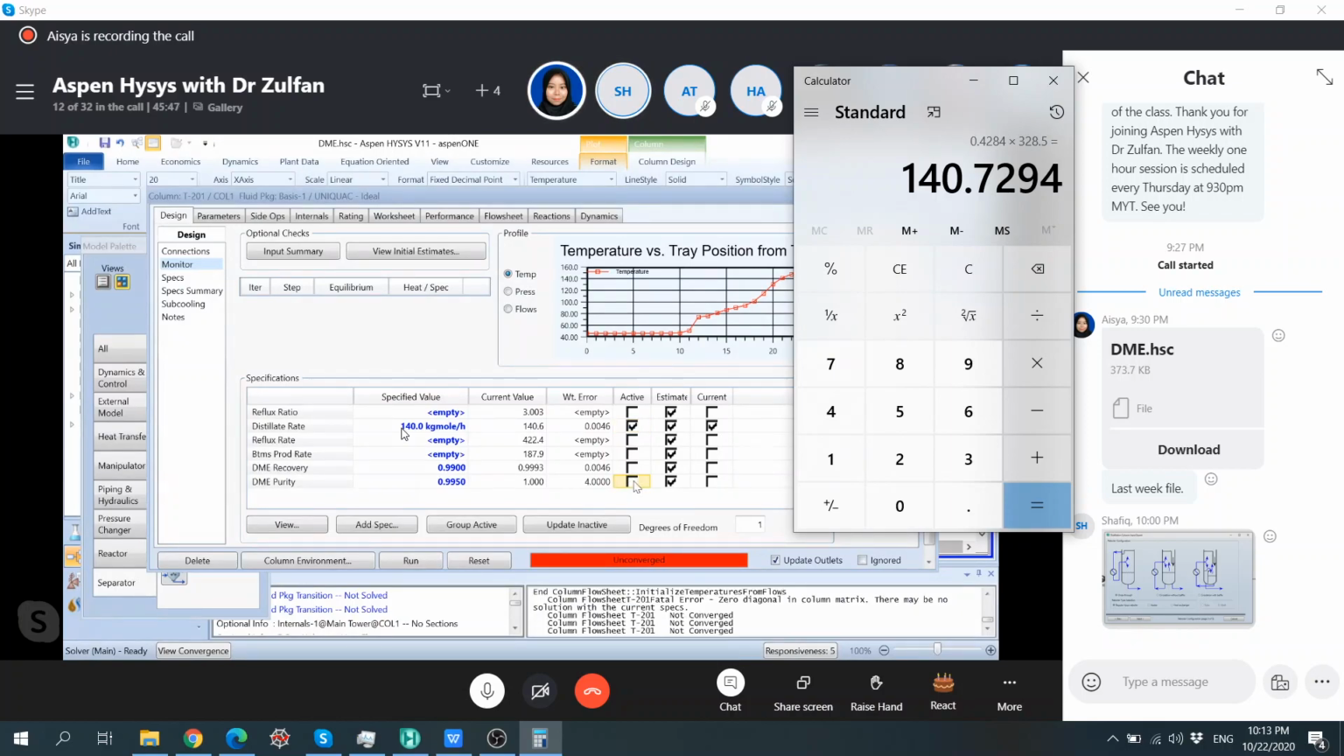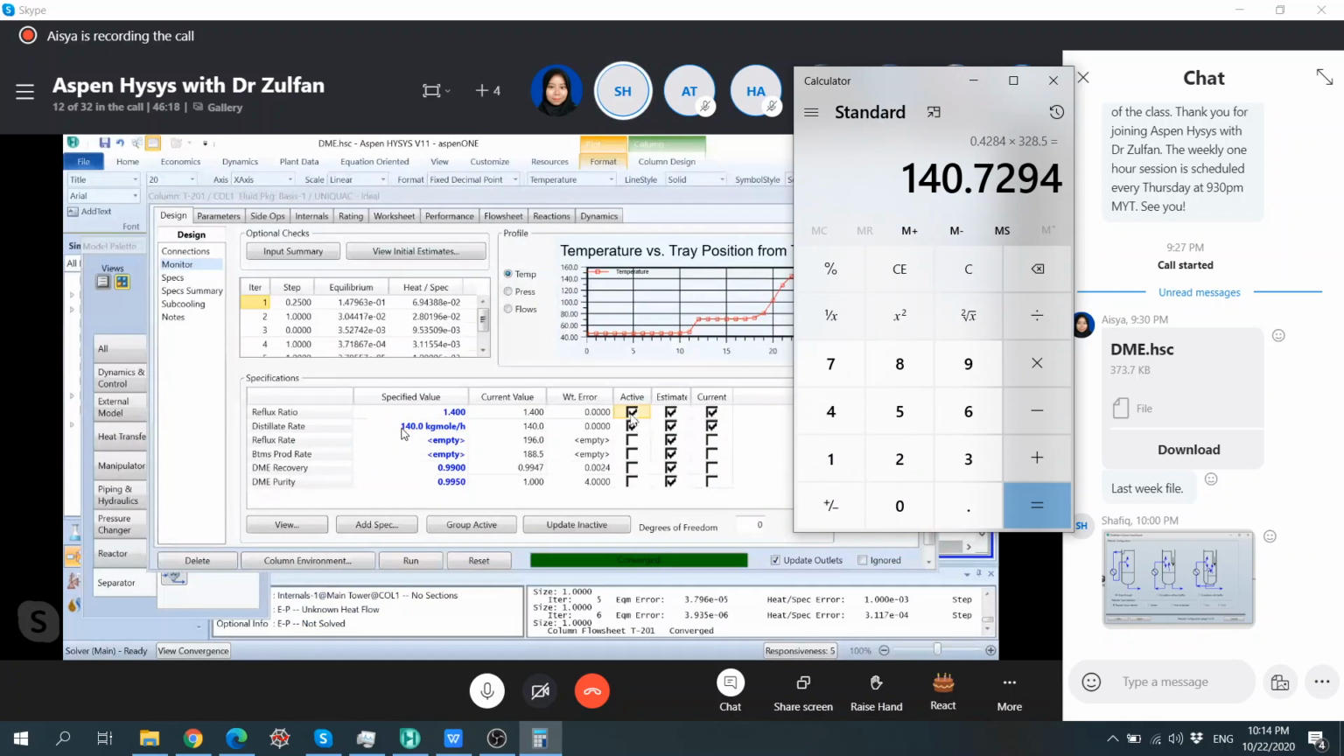So now, reflux ratio. Let's play by the book, because the default is also reflux ratio and distillate rate. Typically, in the book or in experience as well, the reflux ratio is about 1.2 to 1.4, typical numbers. So in this case, you could put like 1.4 in the specified value, up to you. And then make it active, and then we'll see what happens.